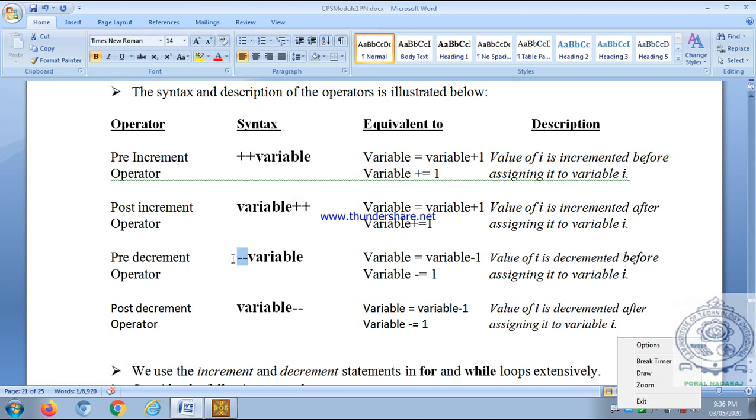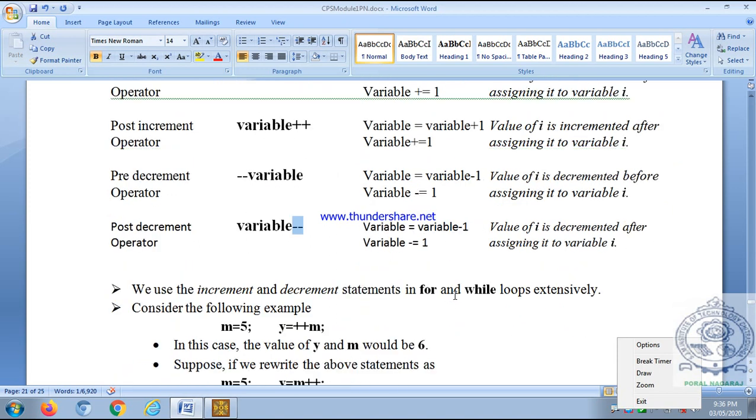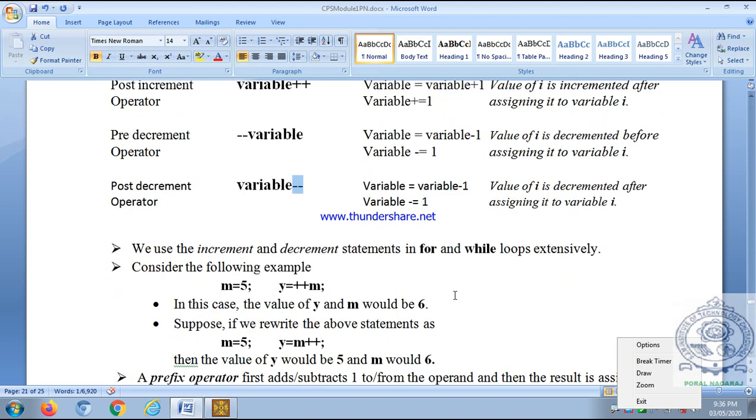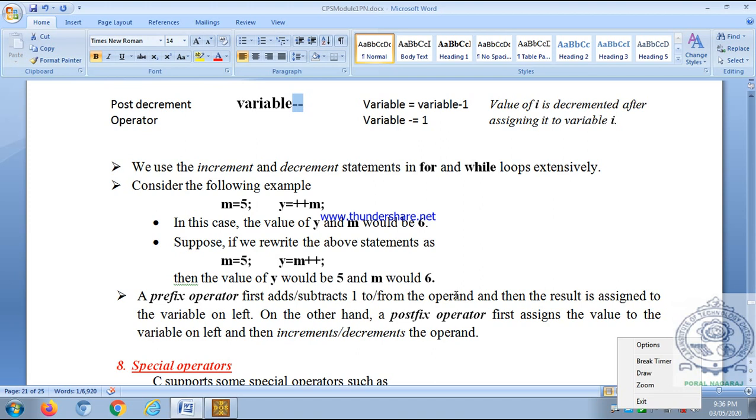Pre decrement: decrement means minus minus. Pre means it comes first, before the variable. That's why minus minus variable is called pre decrement, which is nothing but variable assigned value, variable minus 1. Like post decrement operator: post means comes afterwards. Decrement means minus minus, so after the variable, minus minus comes. Which is nothing but variable assigned value, variable minus 1, or we write it as variable minus is equal to 1. Both are same.